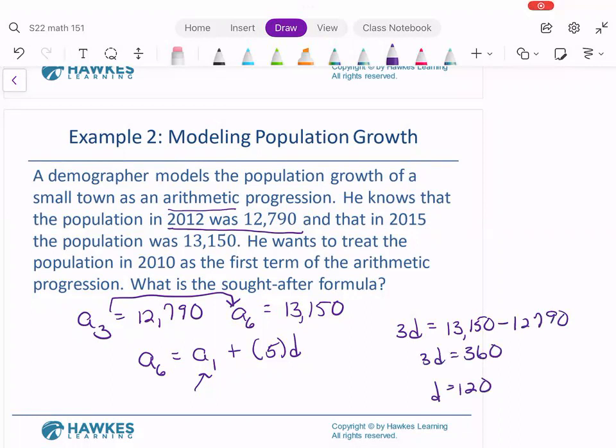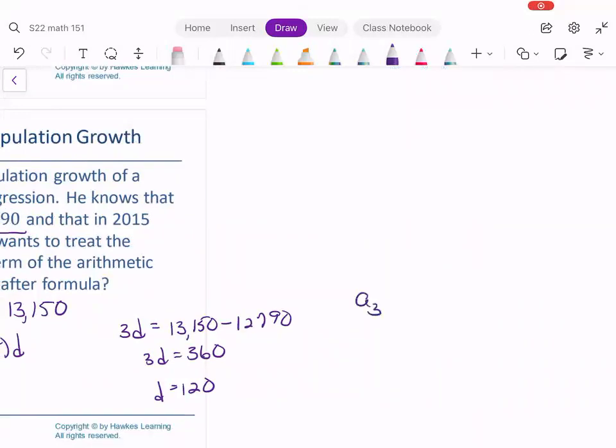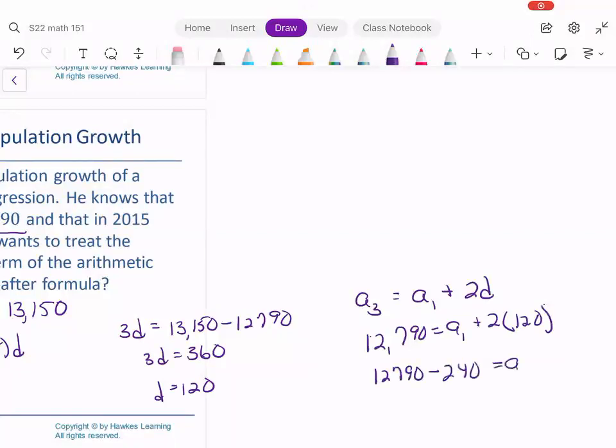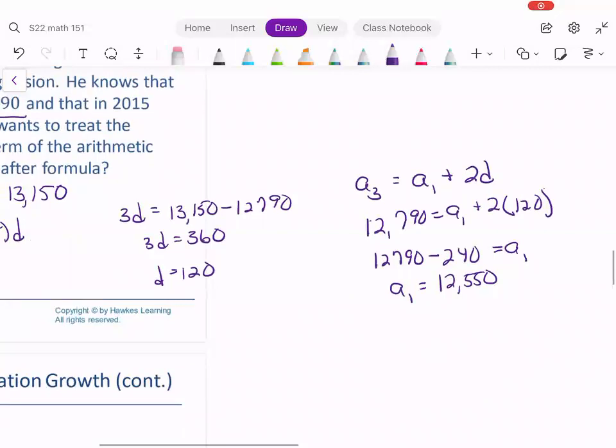Now we can use that 120 to plug back into our formula. We can use a sub 3 is equal to the first term plus 2d. So a sub 3 is 12,790, which equals a sub 1 plus 2 times 120. And so when we calculate here, we get 12,790 minus 240 equals a sub 1. So the initial population, which was in 2010, is 12,550. From there, we can calculate the general formula.